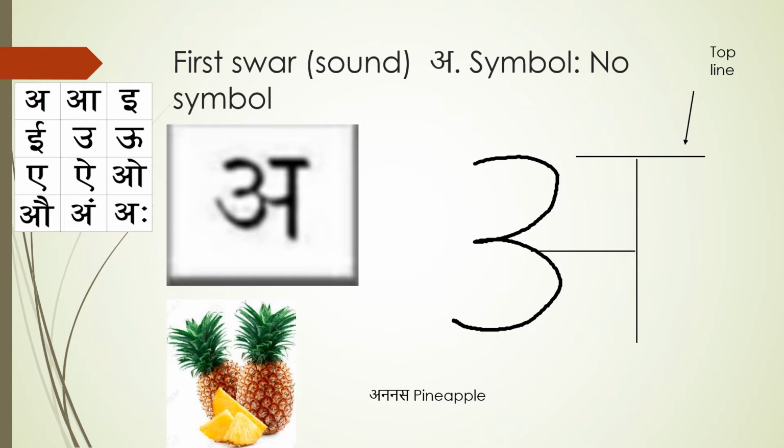Letter A has no symbol, which means that every consonant is by default combined with the letter or this swar A. And we'll talk about that when we learn about other consonants. An example of A: ananas. This word incidentally comes into Marathi from Portuguese and means the same, a pineapple fruit.